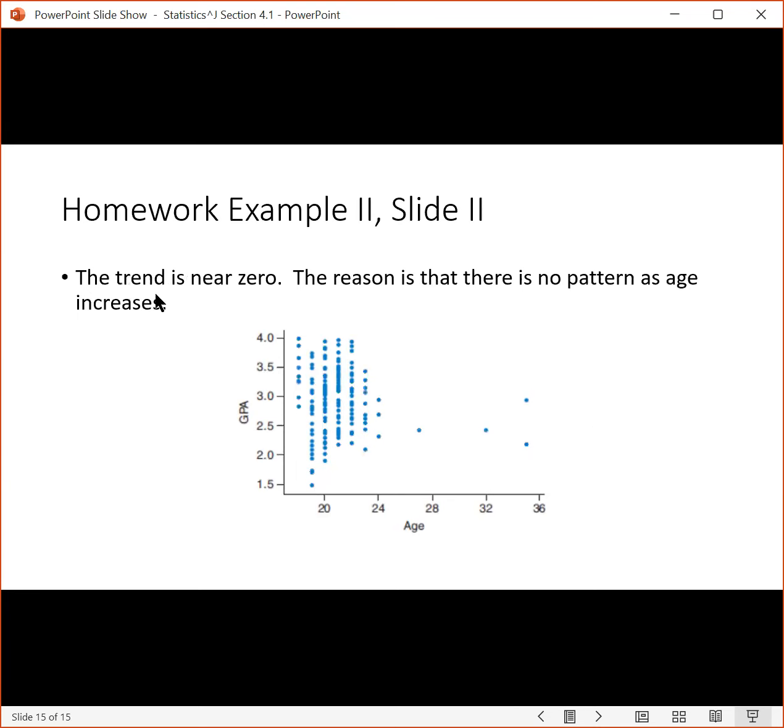The trend is near zero. The reason is there's no pattern as age increases. And that's pretty much what I said.